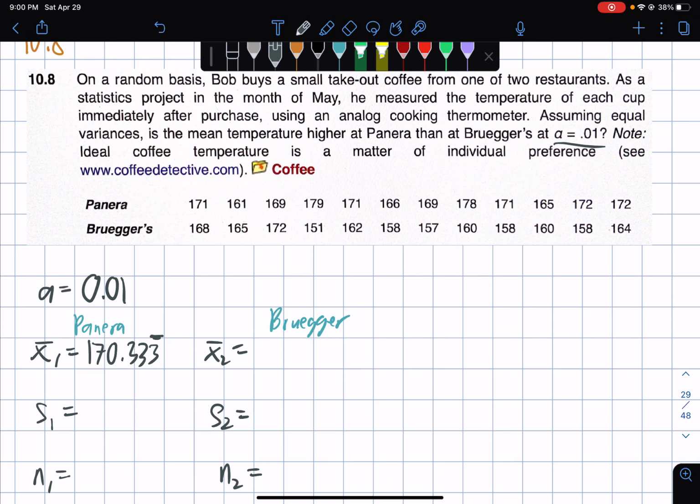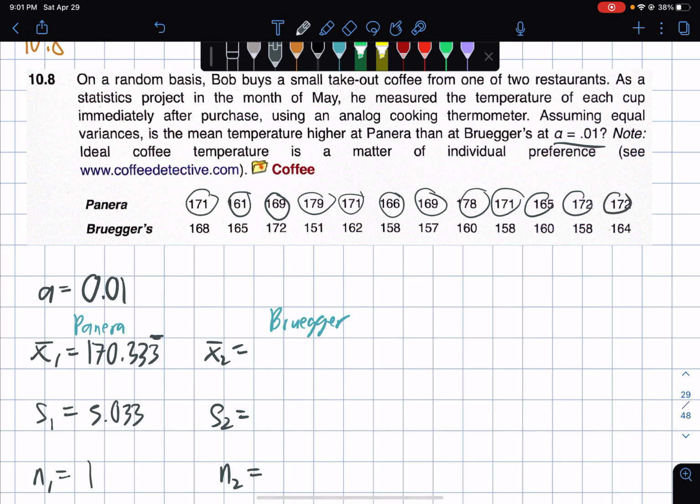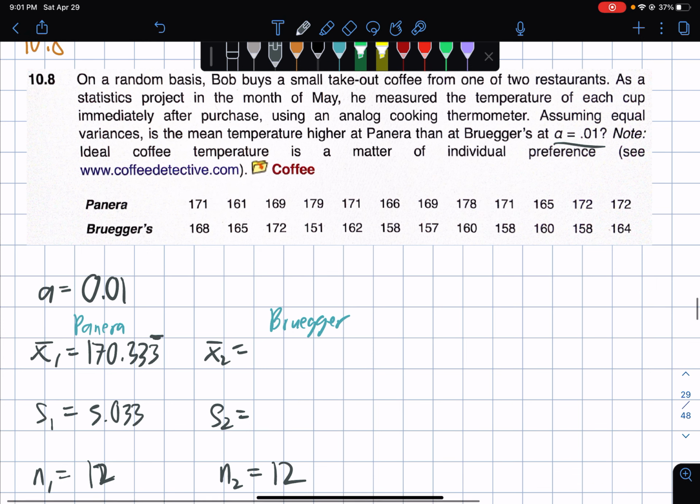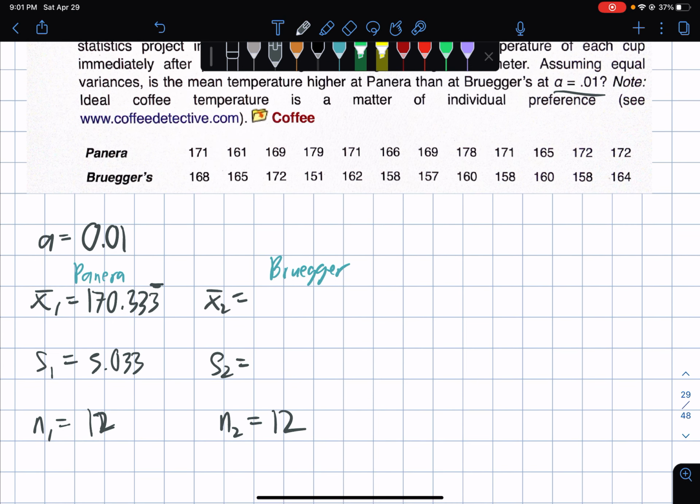The standard deviation, on the contrary, is 5.033. And then how many samples we have? 1, 2, 3, 4, 5, 6, 8, 9, 10, 11, 12. We have 12 samples. That also goes for the second sample set. We also have 12.